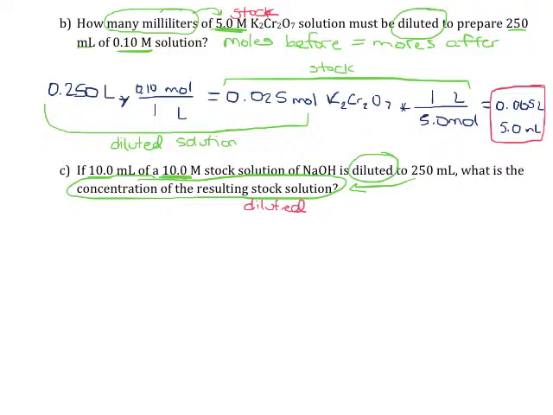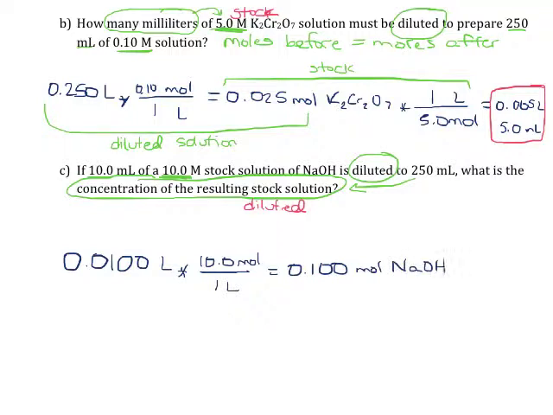So I want to try to figure out how many moles I took out of my stock solution. So the stock solution, I had 10 milliliters, which is the same thing as 0.0100 liters. I know that that stock solution had 10 moles in every 1 liter. So I know that I had 0.100 moles of sodium hydroxide. So again, all of that came from that initial stock solution.